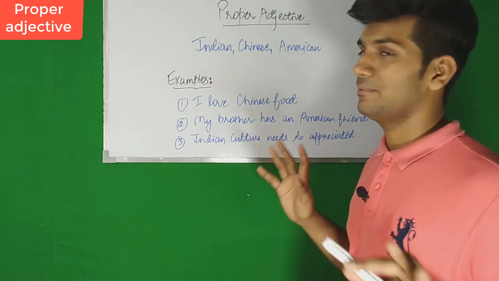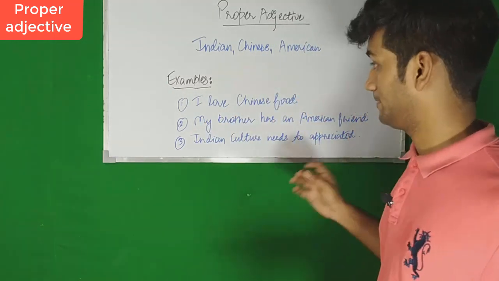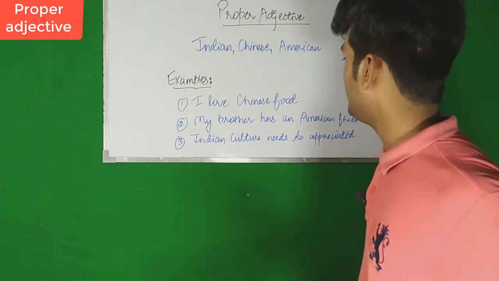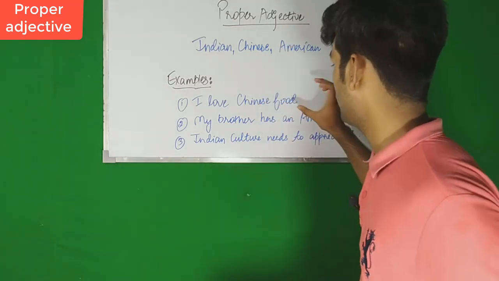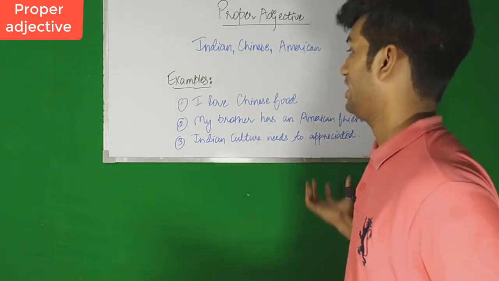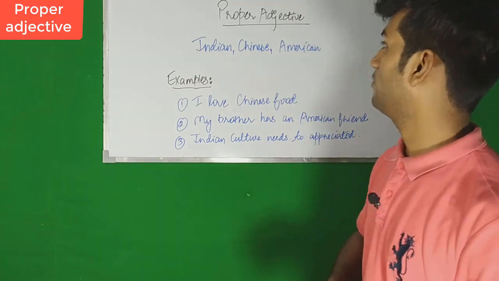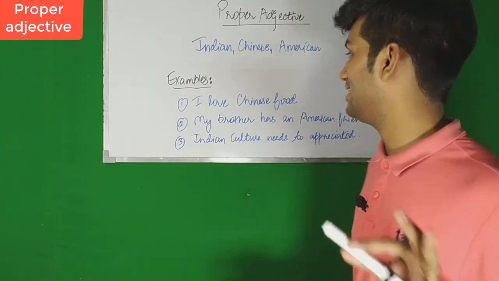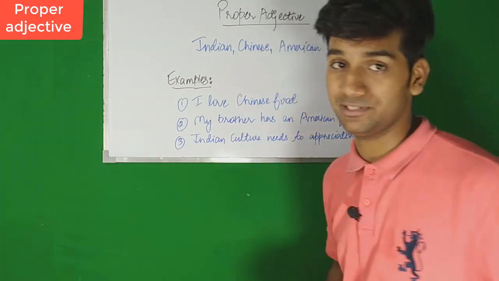So we'll take some examples here and understand it. I love Chinese food. What food? Chinese food. So Chinese is a proper adjective modifying the word food, right? Giving information about it. Which food? Chinese food. And like a proper noun, the first letter of a proper adjective is always in capital. I love Chinese food. So C is in capital.